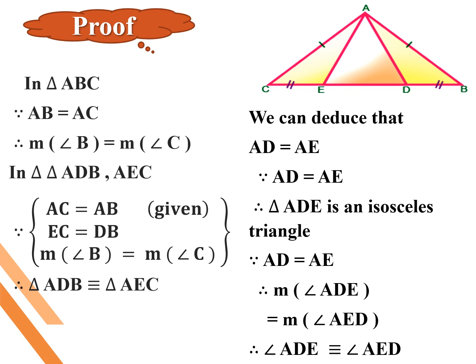Since AD equals AE, then the base angles are equal. So measure of angle ADE equals the measure of angle AED. Then angle ADE is congruent to angle AED.